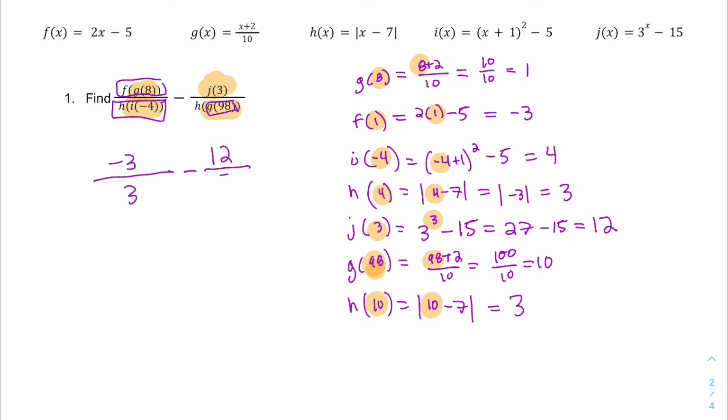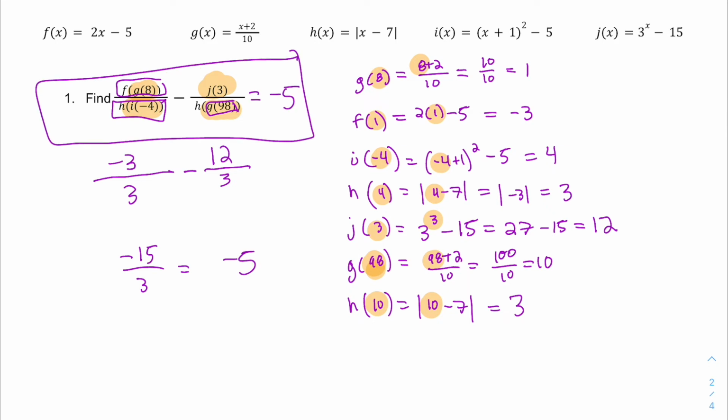So now I have negative 3/3 minus 12/3. Since they're all thirds, I might as well just combine them as is. So negative 3 minus 12 gives me negative 15 over 3, which is equal to negative 5. So this whole expression evaluates to negative 5.